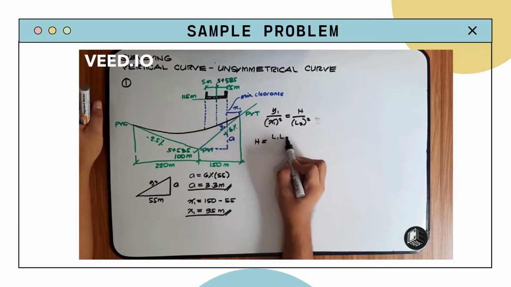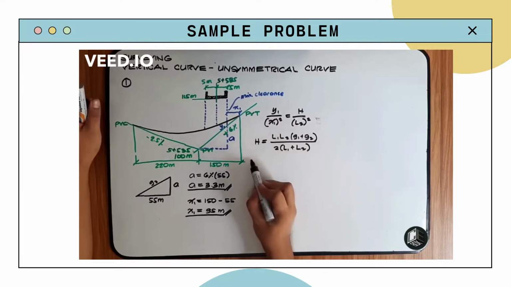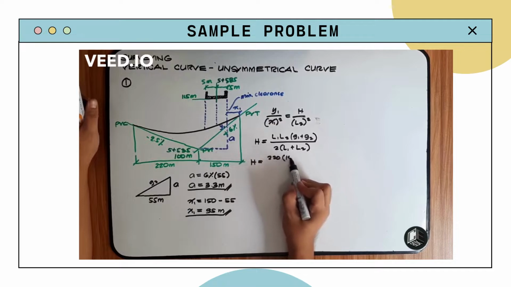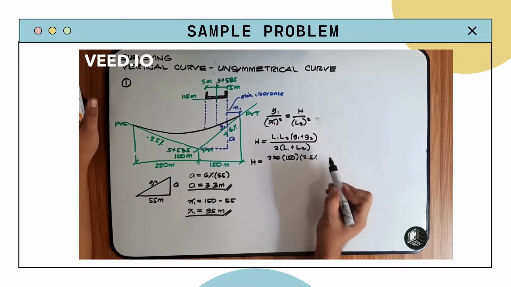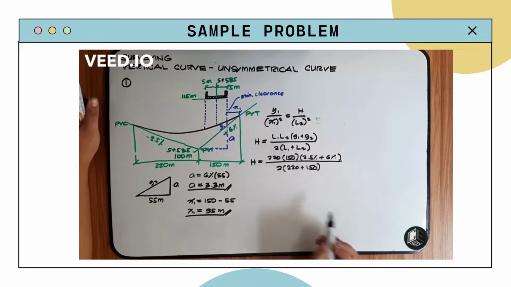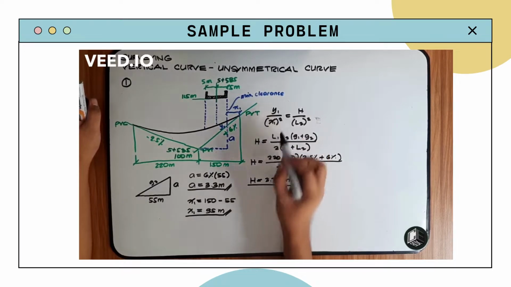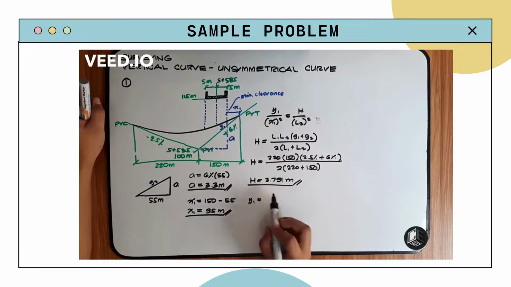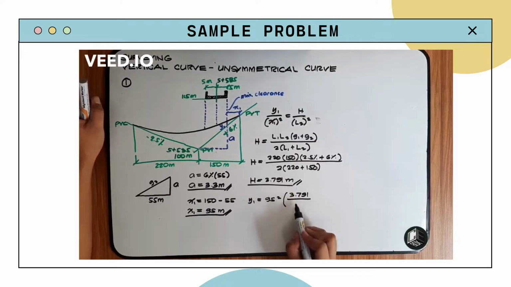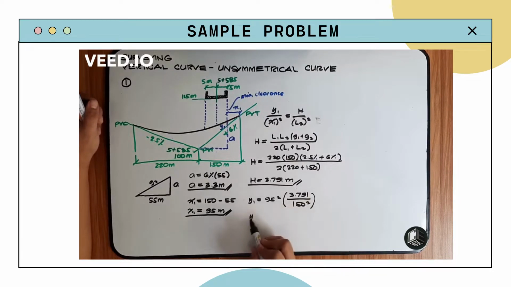H is equals to L1 multiplied by L2 multiplied by G1 plus G2 over 2 multiplied by L1 plus L2. So, ang H natin is L1 na 220 multiplied by L2 na 150, G1 na 2.5% plus G2 na 6% over 2 multiplied by 220 plus 150. Kaya ang ating H is equals to 3.791 meters. Makuha natin yung Y1. So, Y1 is equals to X1 squared, so, 95 squared multiplied by H na 3.791 over L2 na 150 squared. Okay? So, ang ating Y1 is equals to 1.521 meters.